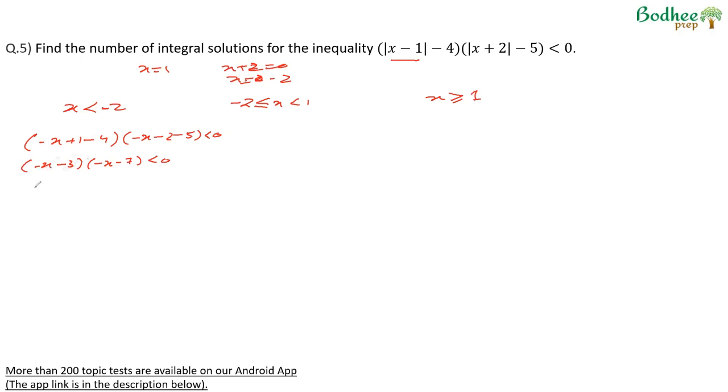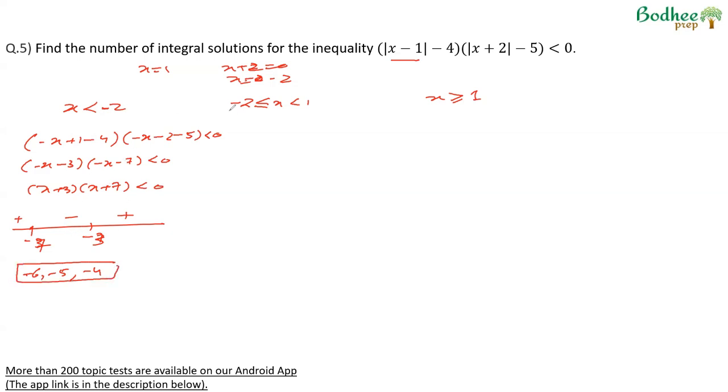Negative, negative, minus will multiply. So x plus 3 into x plus 7 is less than 0. The critical points are minus 3 and minus 7. Positive, negative, positive. How many integral solutions? So x can take values of minus 7 and minus 3. X can take values of minus 6, minus 5, minus 4. All of these lie in the range x is less than minus 2.